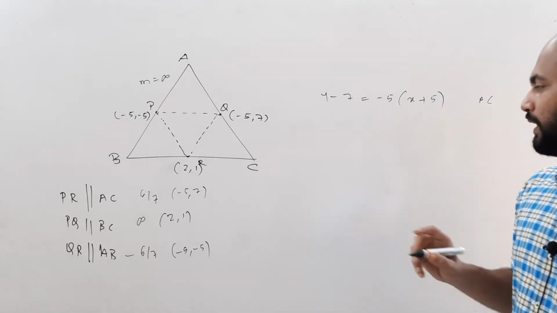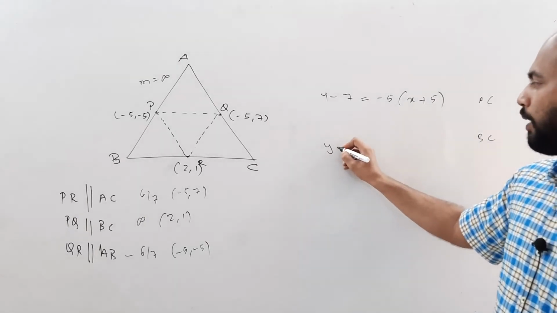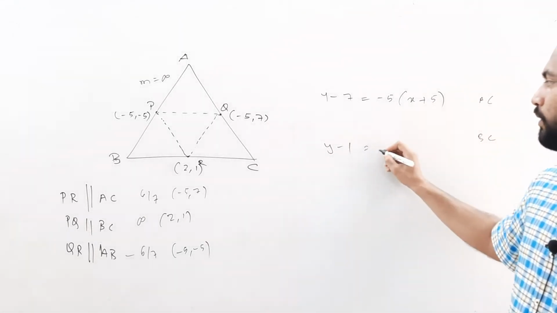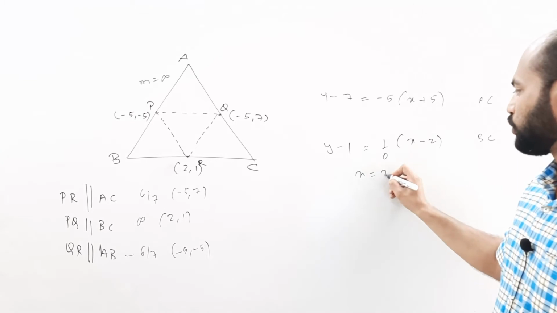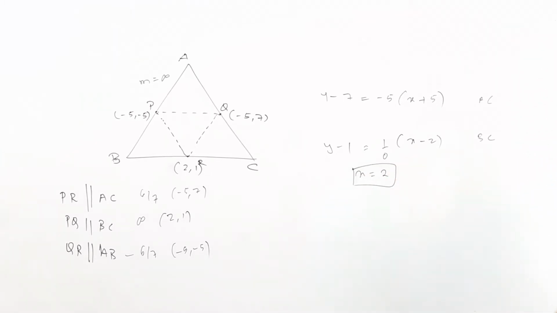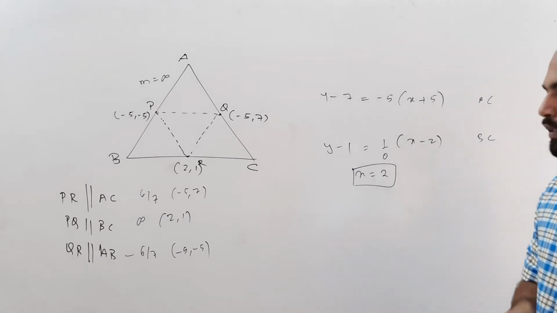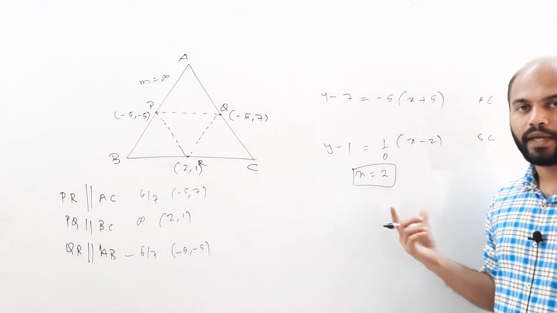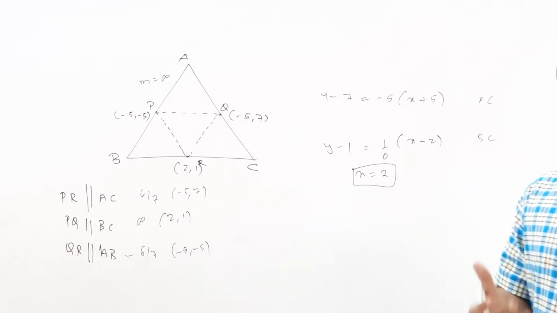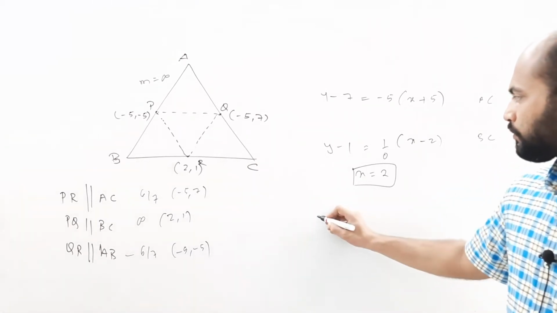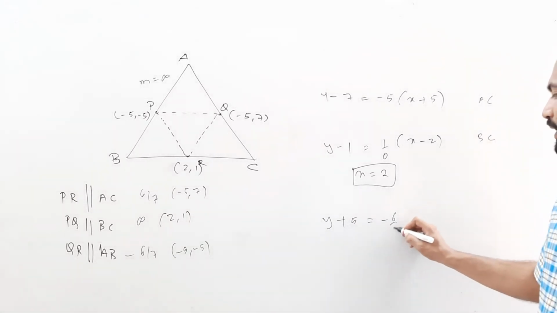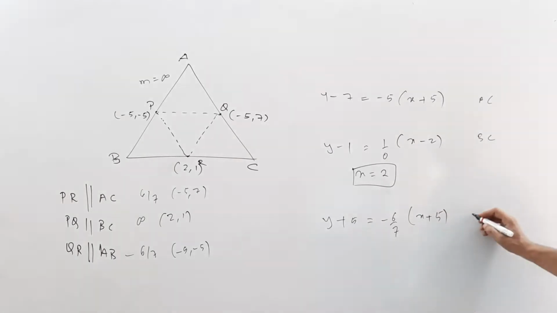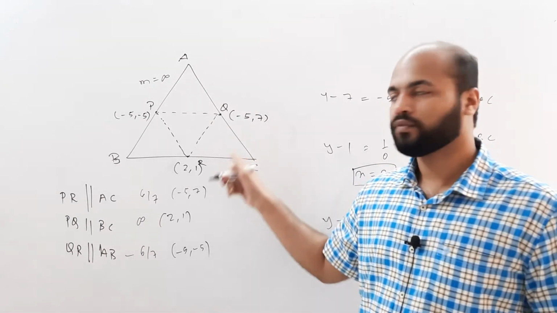Let's write it over here. Second one, for BC, I'm going to write y minus 1 is equal to 1 by 0, x minus 2. So basically the equation of this line is going to be x equals 2. Because any line which is parallel to the y-axis has the equation of the type x equals a or x equals minus a. We'll discuss it in detail. And the last one is going to be y plus 5 is equal to minus 6 by 7 into x plus 5. So this is for AB. So we have got the three equations of all these three sides.